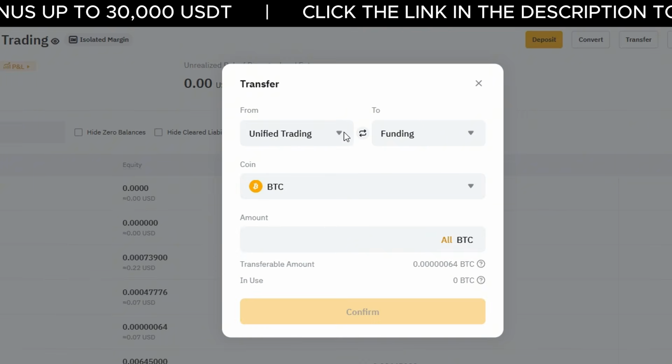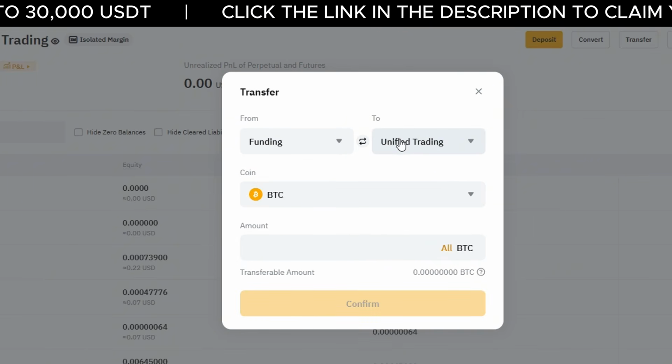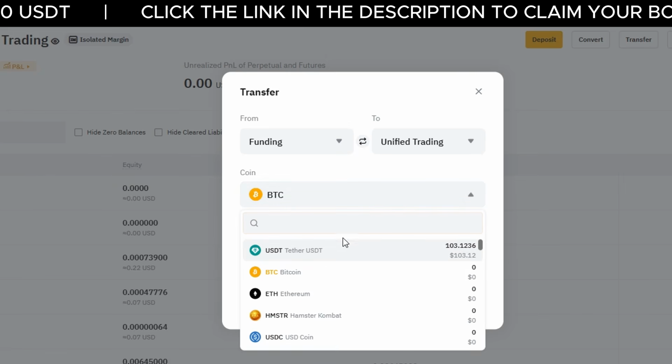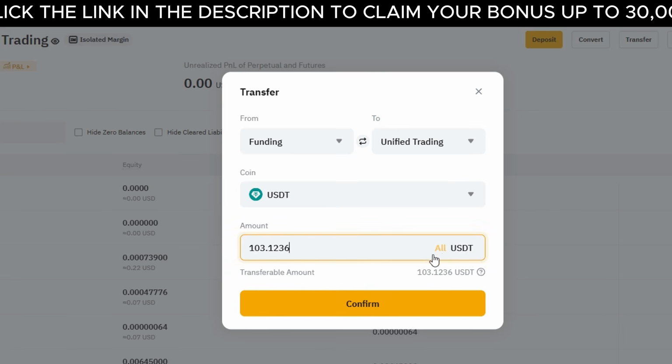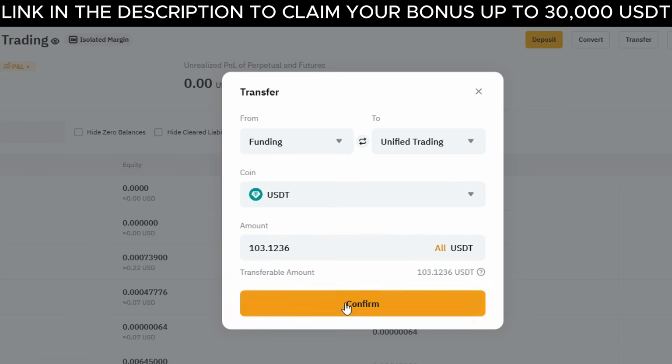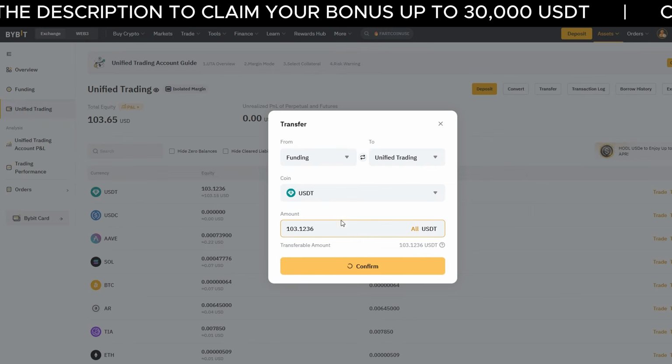Set from Funding and to Unified Trading. Then pick the coin, for example USDT. Choose the amount or just hit All to move your full balance. Click Confirm and that's it. Your funds are ready to trade.